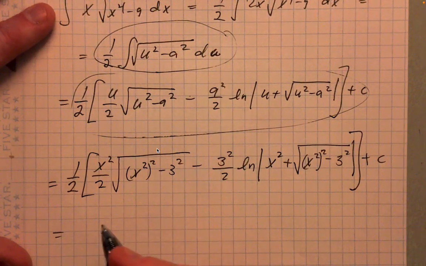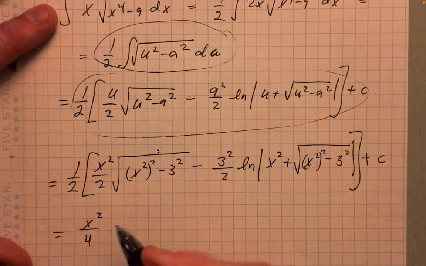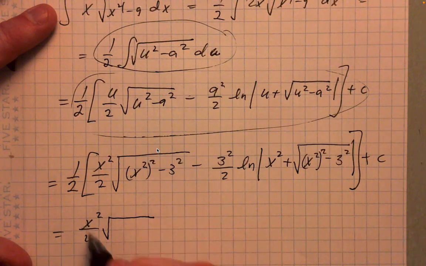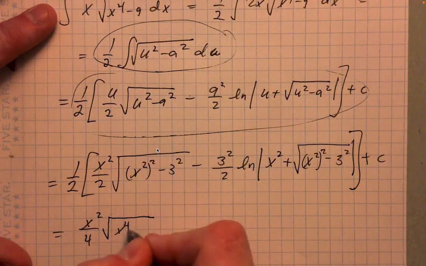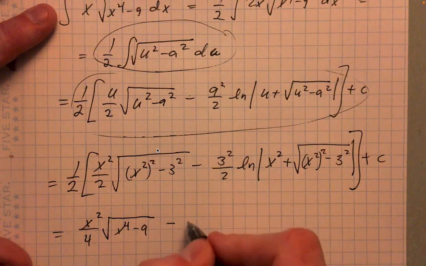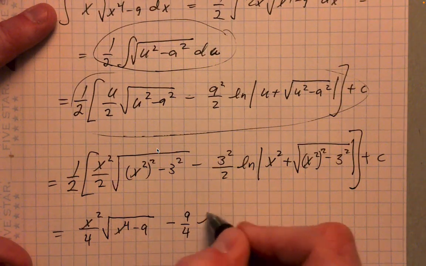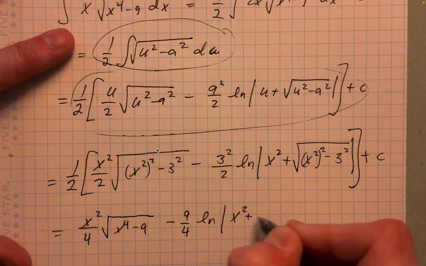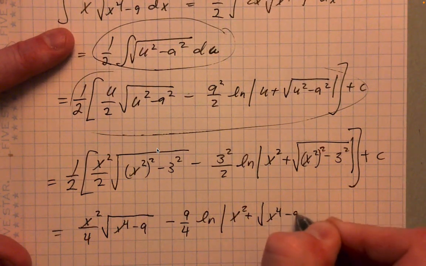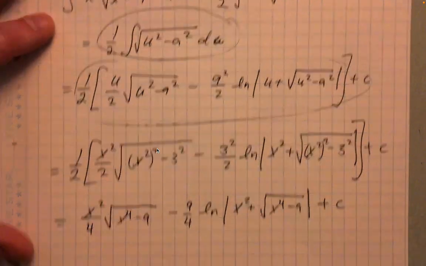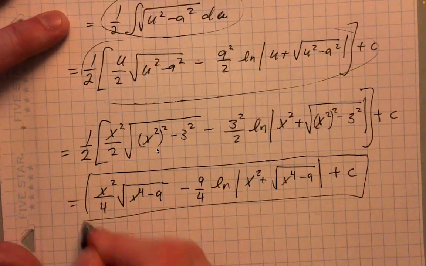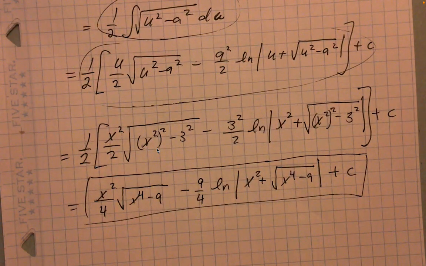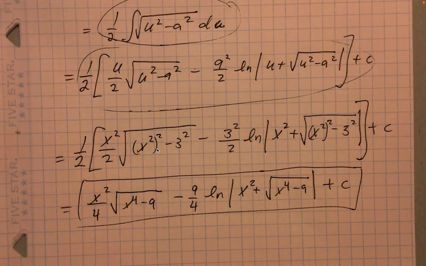And of course you could do a lot of cleanup here. We'll go x squared to the 4th, or x squared over 4, and then it'll be times the square root of x to the 4th minus 9, minus 9/4 times the natural log of the absolute value of x squared plus the square root of x to the 4th minus 9. Okay, so that would be the more cleaned up version. So you can see it's a lot of go find the appropriate form and then plug it all in.